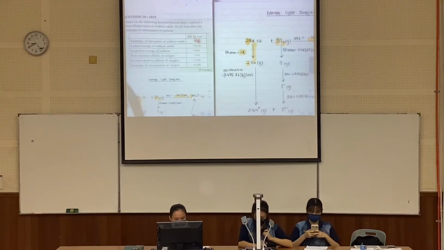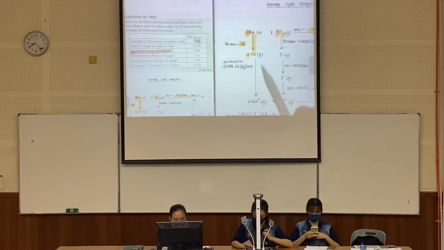Then we can see the question is given an ionization energy of sodium, and it means that to convert the sodium atom into sodium ion. So to convert into sodium ion, we also need to times 2 because this is 2 mole, and the ionization energy of sodium is 495 kilojoule per mole and times 2.